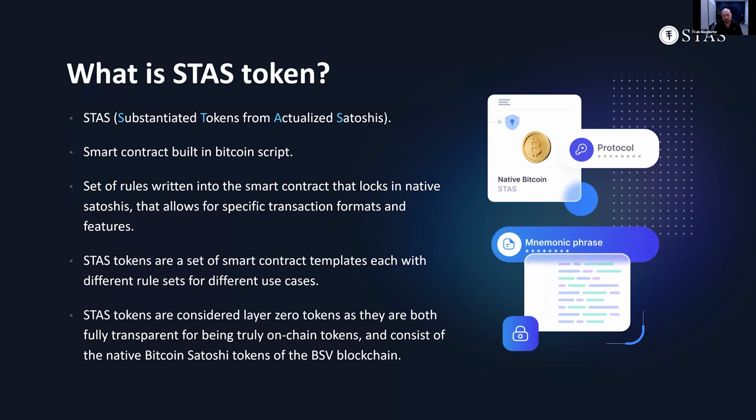And maybe the most simplistic definition here is that STAS tokens are considered a layer 0 token because they actually encapsulate the native Satoshis on the blockchain. That means they're truly on-chain tokens. And that means you really take on the blockchain's features by default, and you don't have to worry about higher level, third party functionality to handle your tokens at that point.